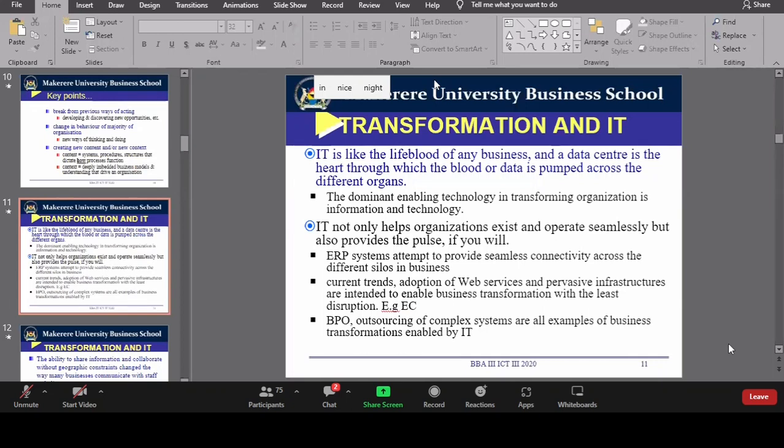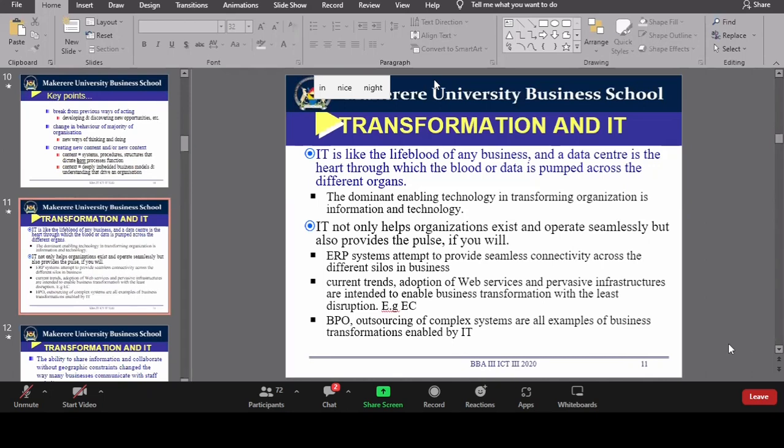IT not only helps organizations exist and operate seamlessly, but also provides the pulse. You guys know a pulse. A pulse gives rise to a heartbeat. When you go for a health check in a hospital, they usually check for your pulse. Pulse is how many times your heart pumps blood out. That is a pulse. So ERP systems attempt to provide seamless connectivity across the different silos. Silos are functions in a business.